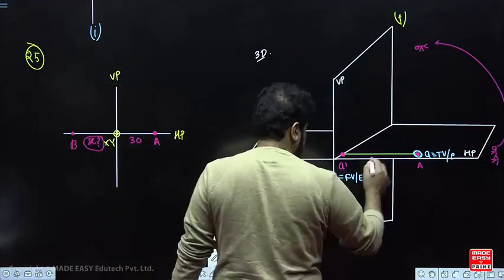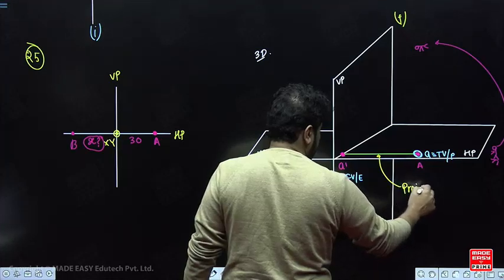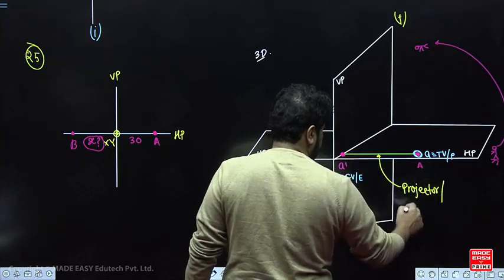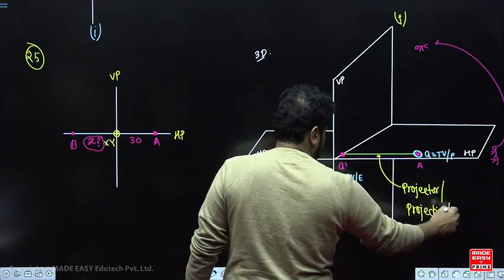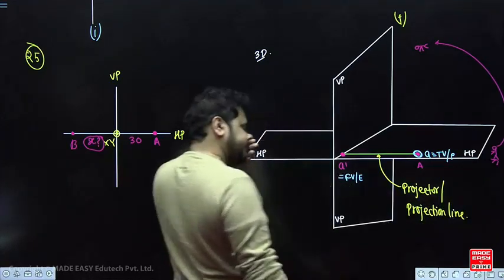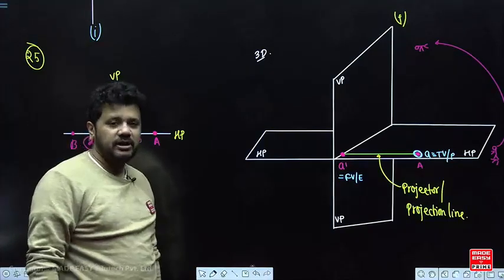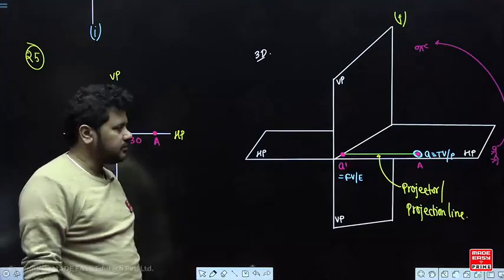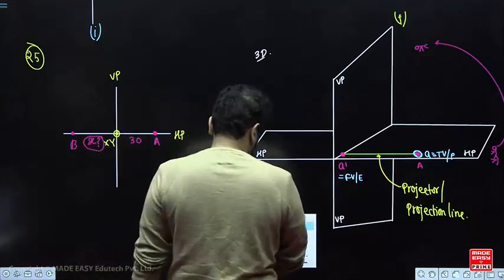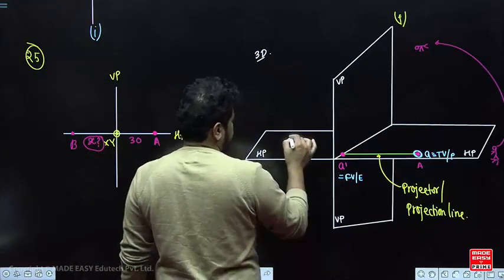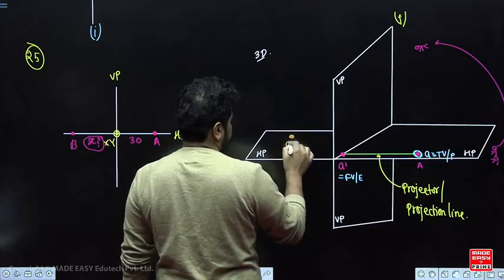This line is basically called as projector. This line is called as projection line or projector. The line joining this thing we have already seen, right, projection line. The line joining front view and top views are basically called as projection lines, correct. Now, another point it is given, B. So, another point B, let us say the B is somewhere here, correct. Let us say this is the point B.